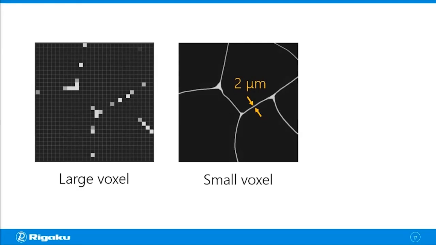And if you want to see this 2 micron feature, your voxel size needs to be at least half of it. Ideally, you want that to be 1/5 to 1/10 of the size of the feature you're trying to resolve. But at least just to see that it's there, that voxel size needs to be at least half of the feature size.